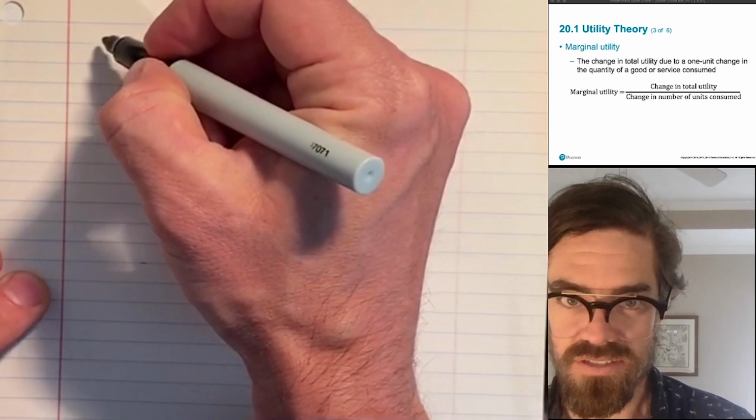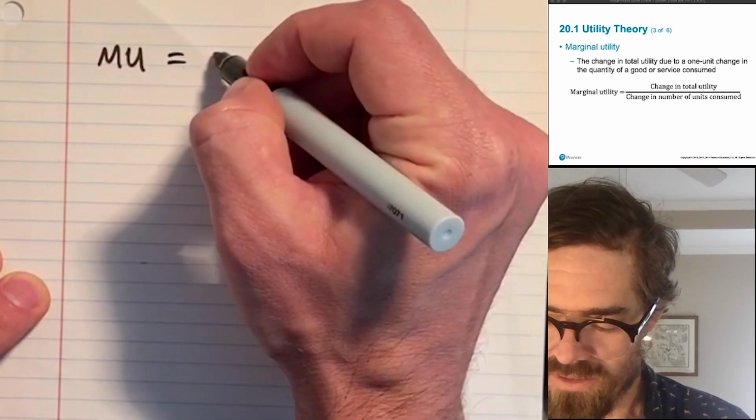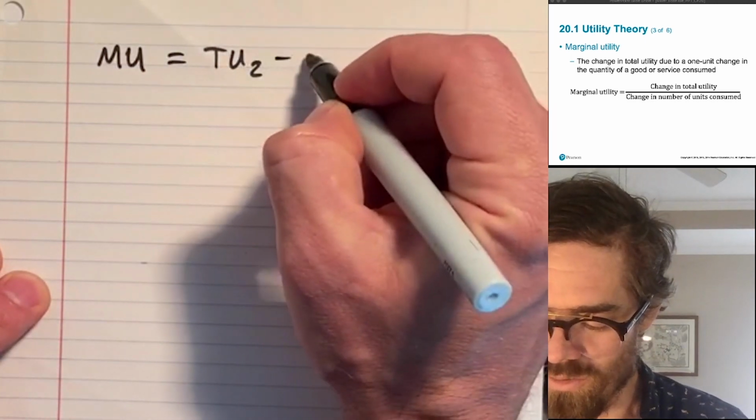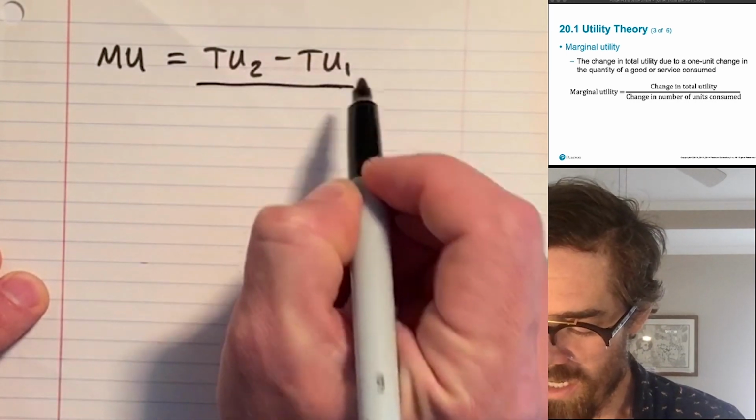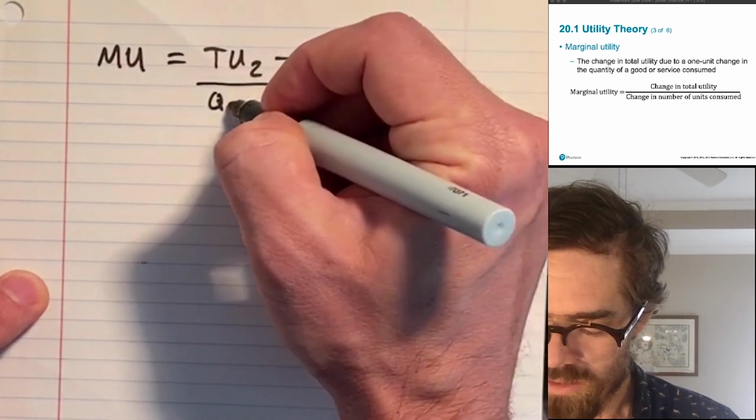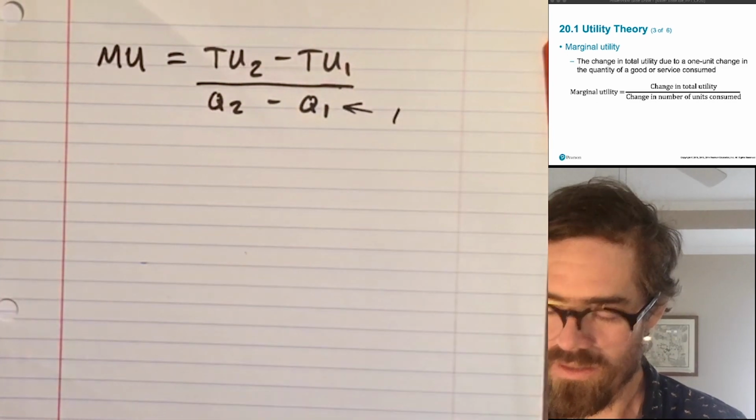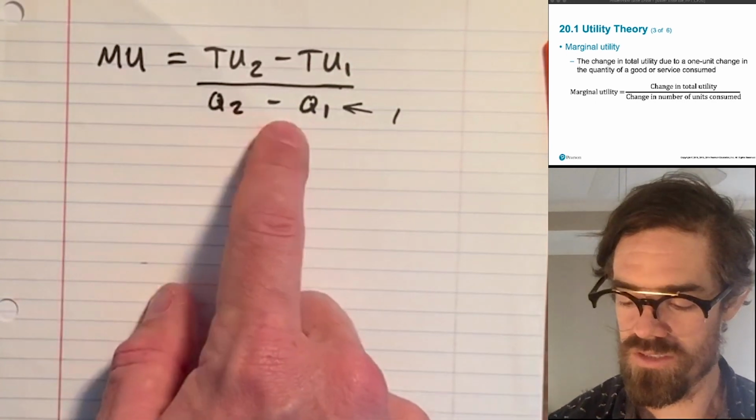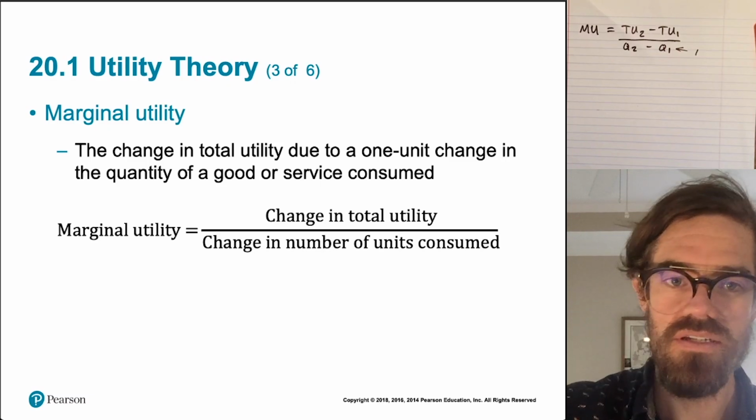All right, so marginal utility, sometimes abbreviated MU, equals the change in total utility, so total utility 2, the new total utility, minus the old or previous total utility, divided by the change in the number of units consumed. So we'll say Q2 minus Q1. A lot of times this will just be 1, but sometimes, not always. If it's not 1, then we just need to find the difference here. In any case, that's how you calculate marginal utility.